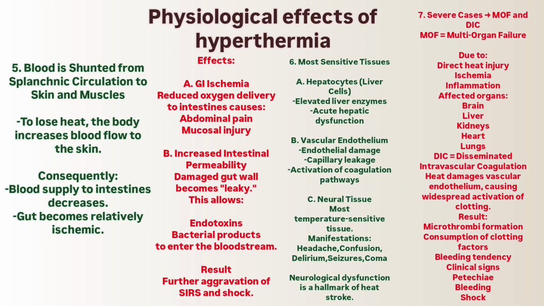Then in severe cases, it can also lead to multi-organ failure and disseminated intravascular coagulation. The multi-organ failure occurs due to direct heat injury, ischemia, inflammation, and the affected organs include the brain, liver, kidneys, heart, and the lungs. In disseminated intravascular coagulation, the result is microthrombi formation, consumption of the clotting factors, and bleeding tendency. The clinical signs include petechiae, bleeding, and shock.